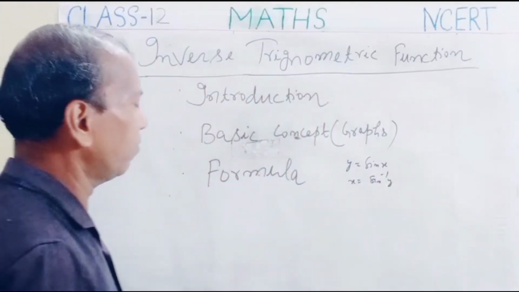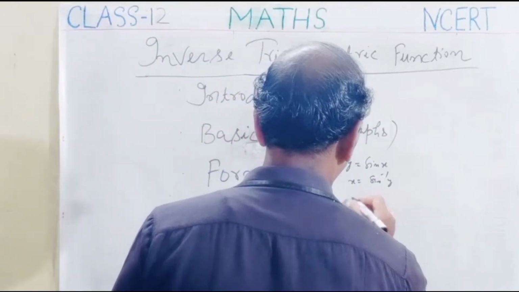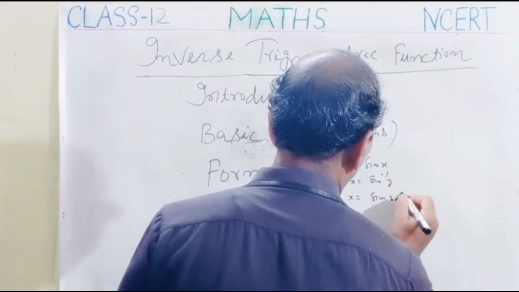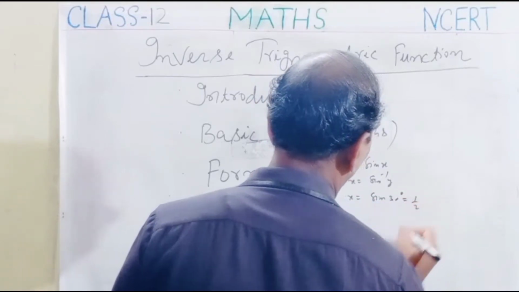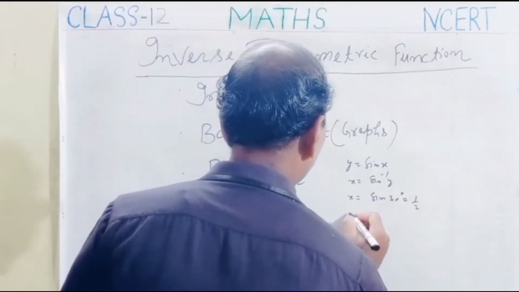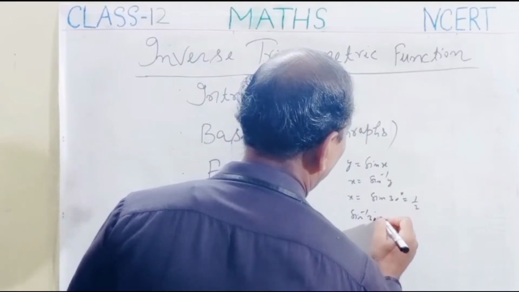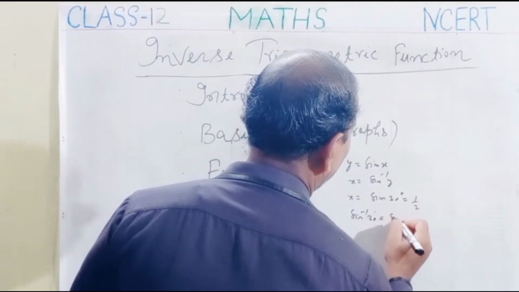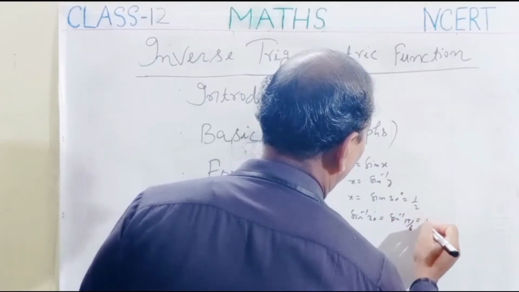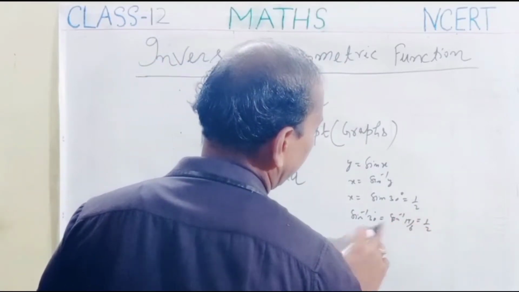Let's suppose I am taking one value. Suppose x is equal to sin 30 degrees, that is equal to half. Sin 30 degrees is equal to half. That means sin inverse of half is 30 degrees, or you can say pi by 6.